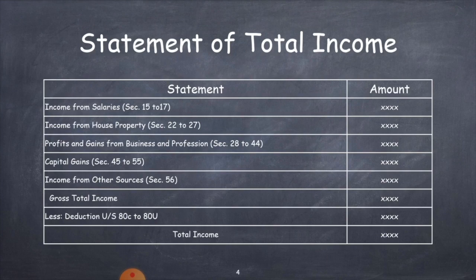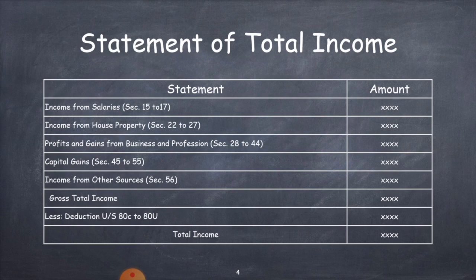In this statement, first you have to add all 5 heads, that is income received from all these 5 heads, and you get the gross total income. And when you deduct the deductions from 80C to 80U, you get the total income. On this total income, you have to pay the tax.